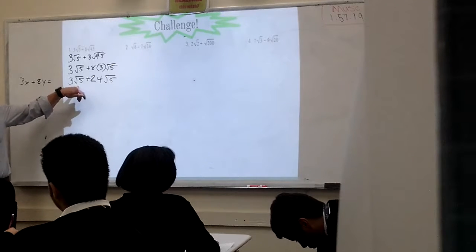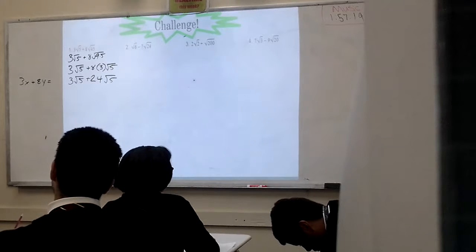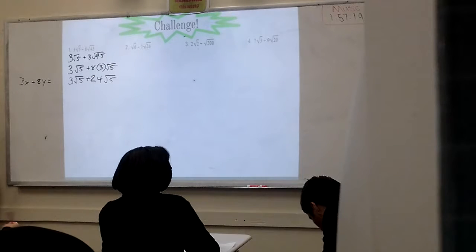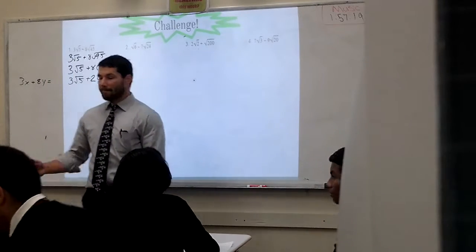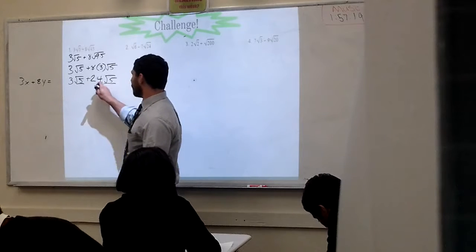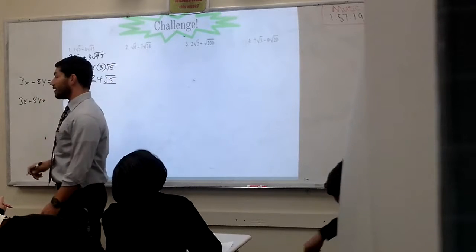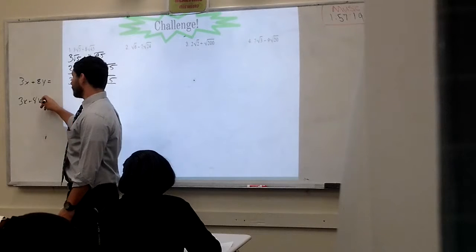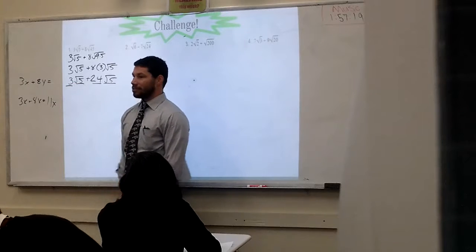So now we have 3 square root of 5 plus 24 square root of 5. Can we combine those guys right now? No, why not? We can, why? Exactly, these two radicals are exactly the same. So, just like we do 3x plus 8x, what do we get? Carly? 11x. We combine these two outside guys, just like they would be coefficients.